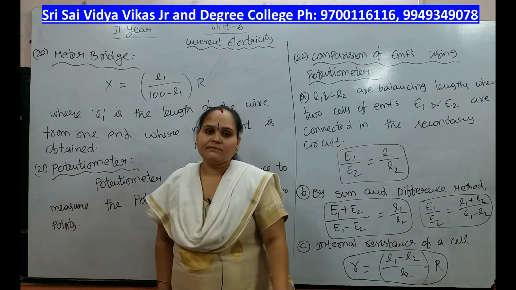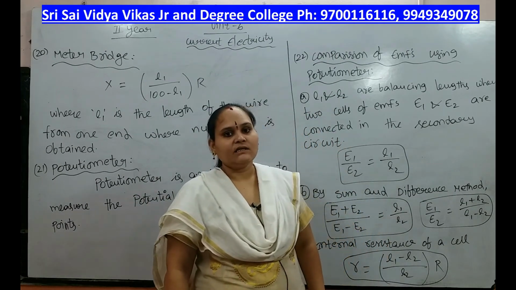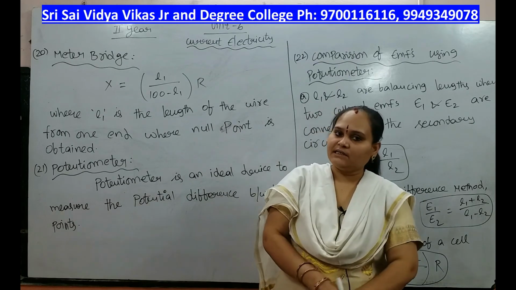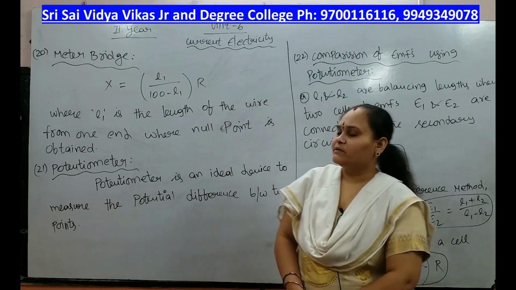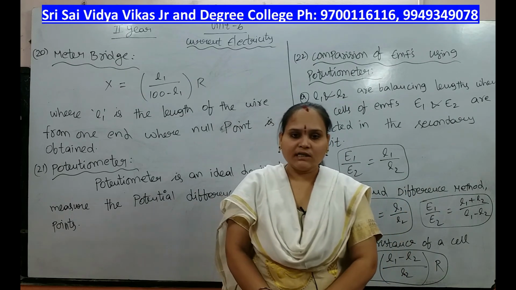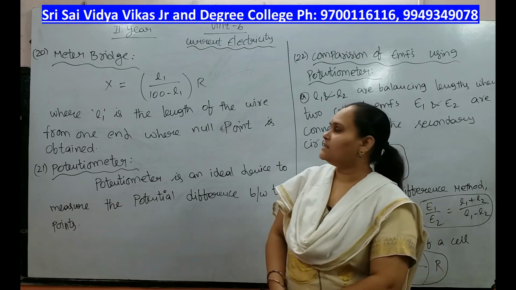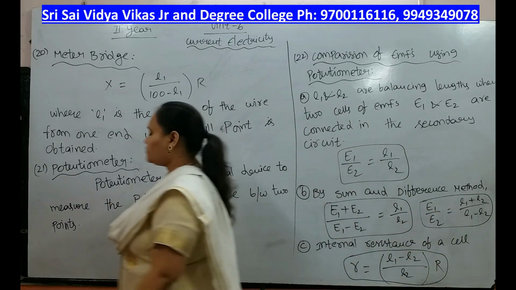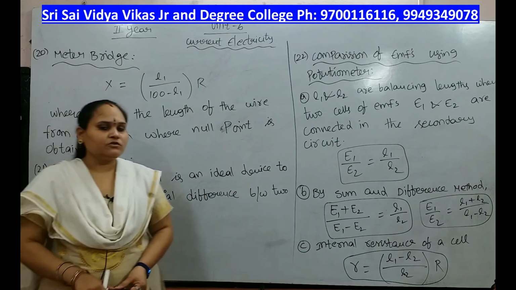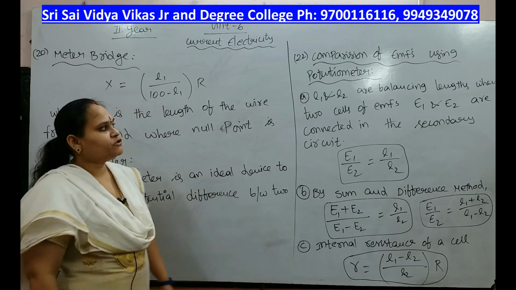Let me repeat it. Using the meter bridge, we will calculate the resistance. It will be used in our practicals in the labs. So here the formula is X equals L1 by (100 minus L1) into R. Here L1 is the length of the wire from one end where the null point is obtained. Next, potentiometer is a device used to calculate the potential difference between 2 points. Next, comparison of EMFs using potentiometer.